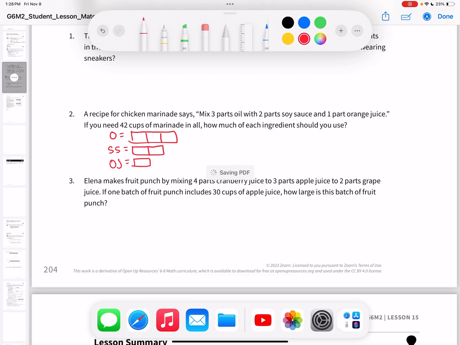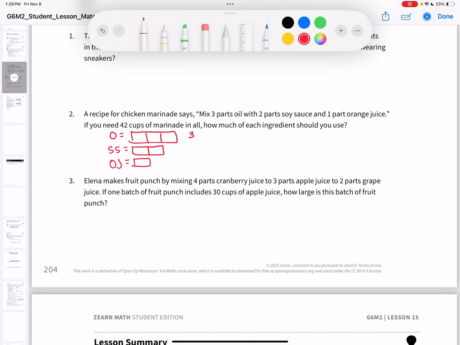Well, how many cups are there total? Well, we have 3 plus 2 plus 1, which is 6. So I'm going to take 42 and divide that by 6, which should equal 7. So each one of these, if we're doing 42 cups of marinade, each one of these boxes is worth 7. 7 oil, 7 soy sauce, 7 OJ.